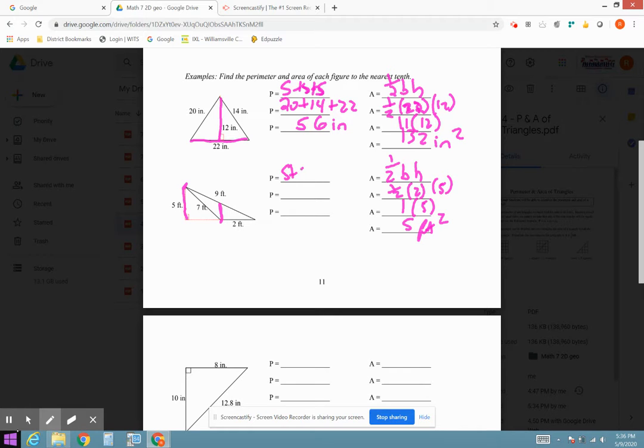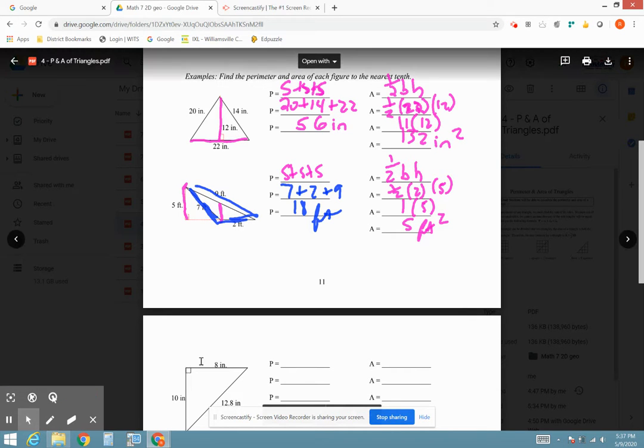Perimeter, again, I have all three sides because it's a triangle. And then I'm using the actual sides. So I'm using 7, 2, and 9. So 7 plus 2 plus 9, which gives you 18 feet. 7 and 2 is 9, 9 and 9 is 18. Okay, hopefully that makes sense.